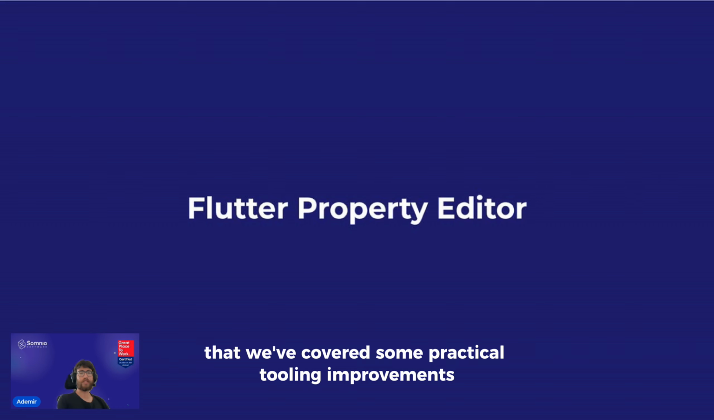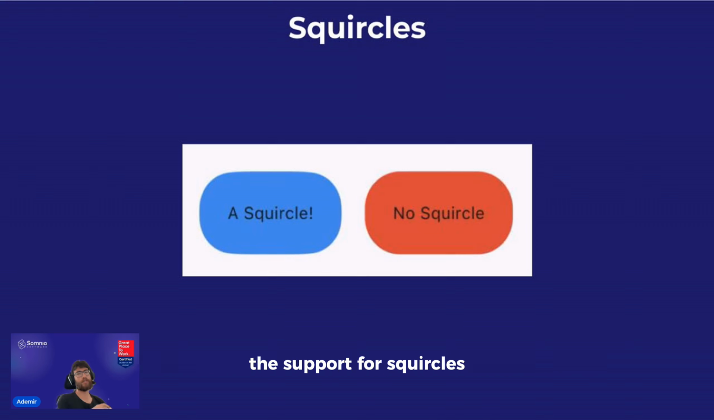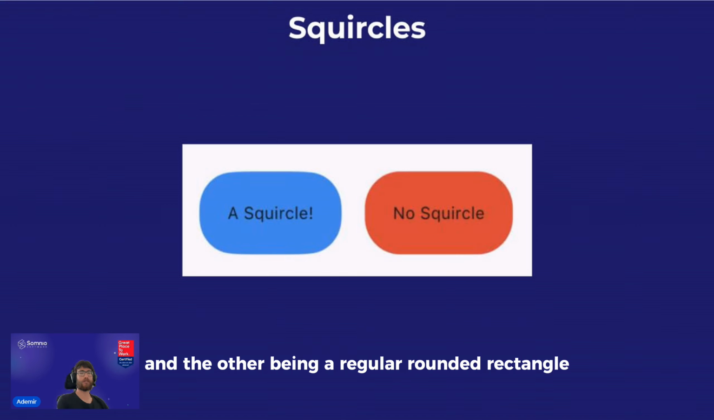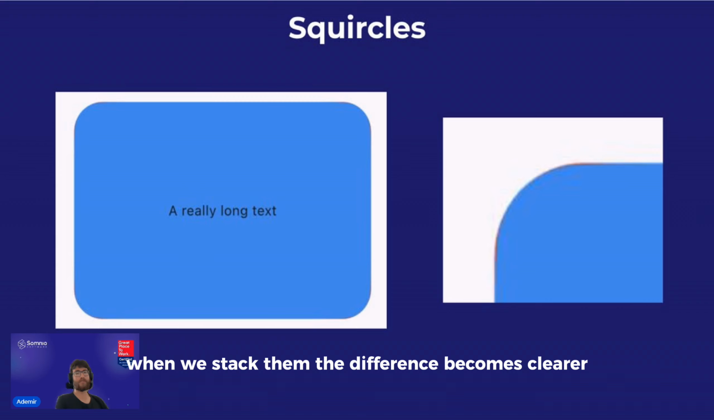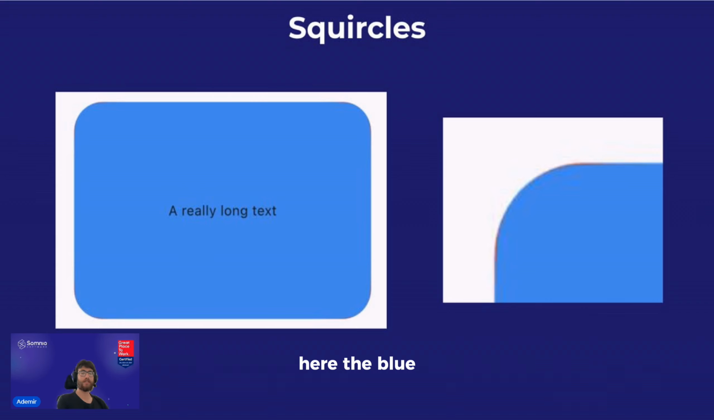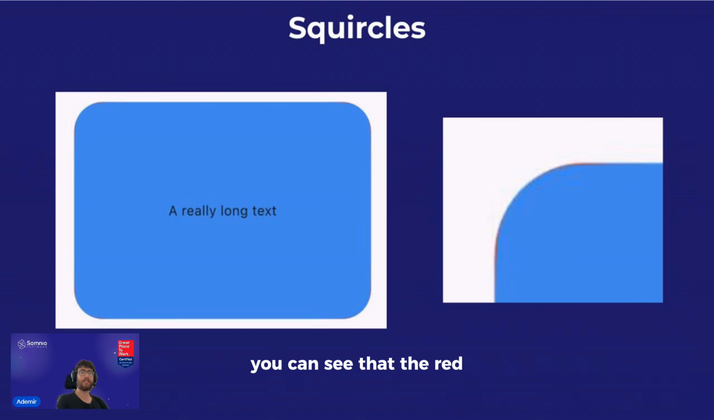Now that we've covered some practical tooling improvements, let's shift gears to a new design feature in Flutter 3.32, the support for Squircles. On this slide, we have two widgets, one being a squircle and the other being a regular rounded rectangle. At first glance, they look almost identical. However, when we stack them, the difference becomes clearer. Here, the blue squircle widget is on top of the one using a rounded rectangle. And if we zoom in on the corner, you can see that the red rounded rectangle slightly peeks through.